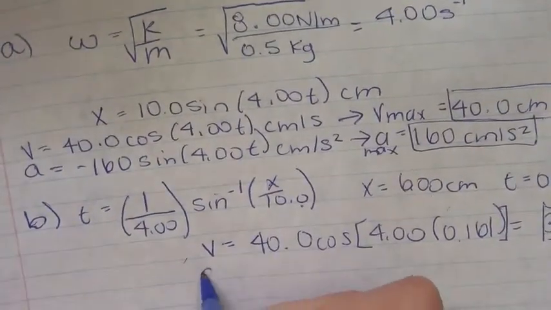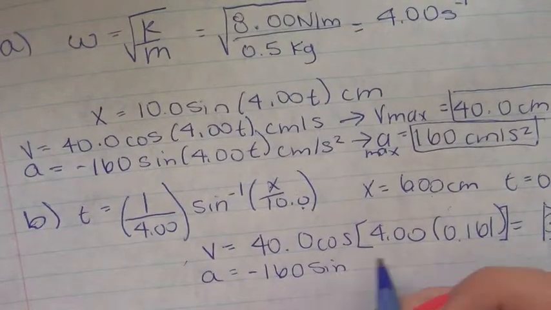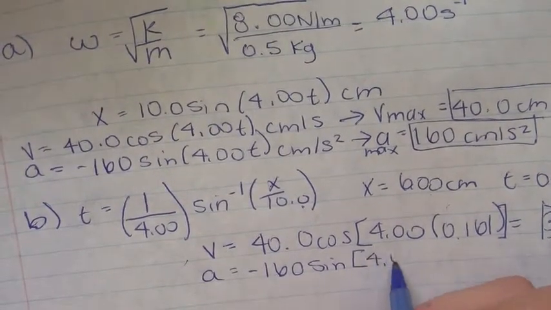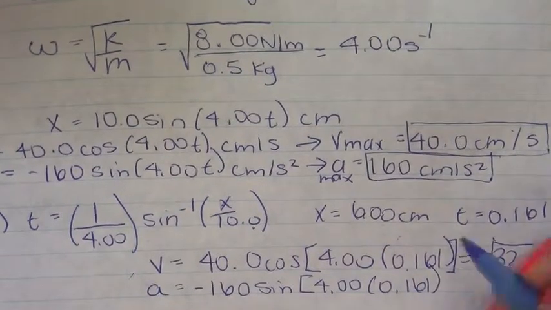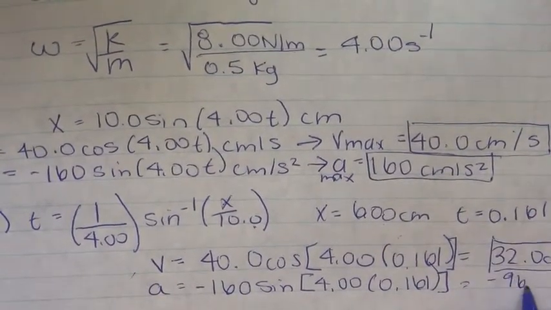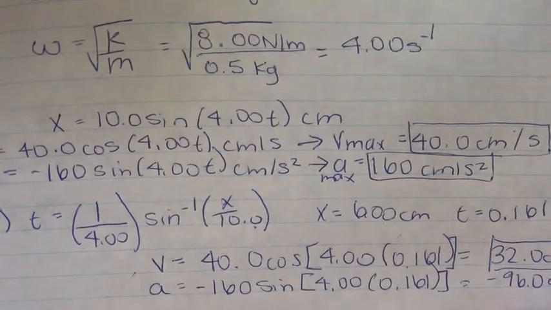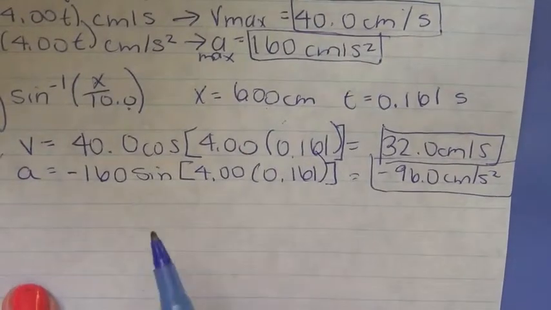And then to find a, it's going to be negative 160 sine of 4.00 times 0.161, which is our time again. And that's going to equal negative 96.0 centimeters per second squared. So that is all of B.